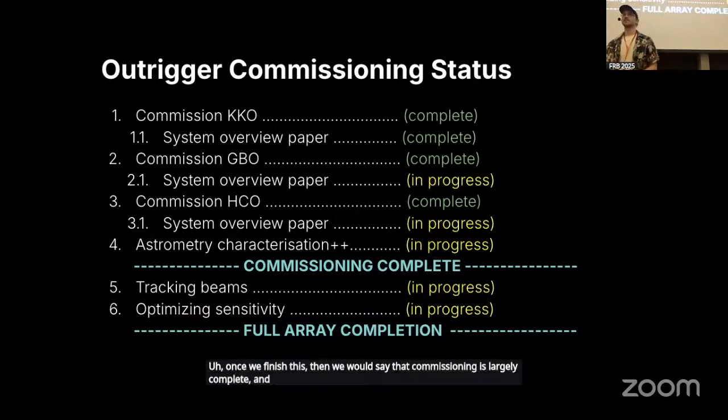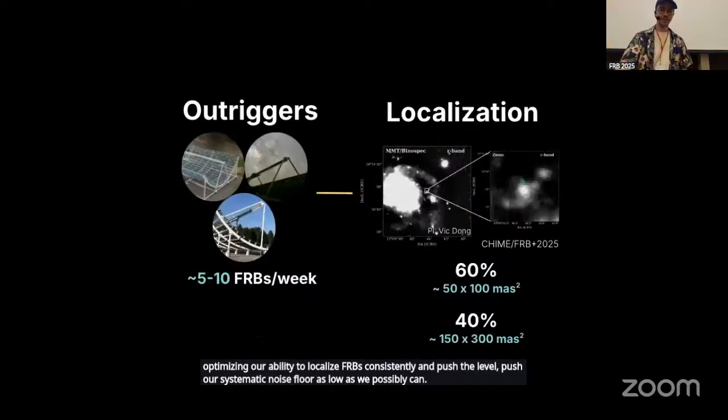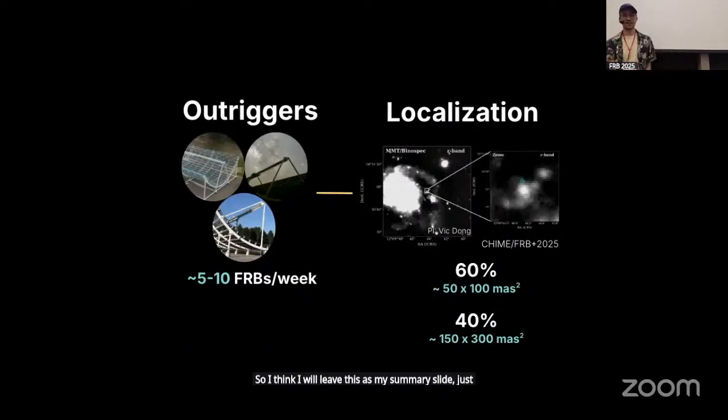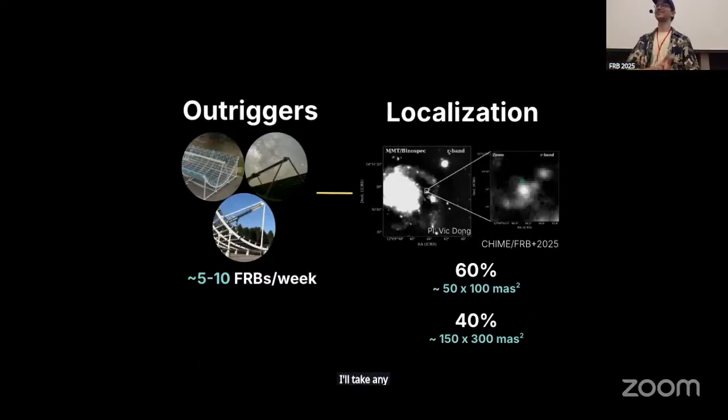And then the next phase is going to be optimizing our ability to localize FRBs consistently and pushing our systematic noise floor as low as we possibly can. So I think I will leave this as my summary slide, just highlighting the typical rates at which we're expecting. And I'll take any questions if there are any.